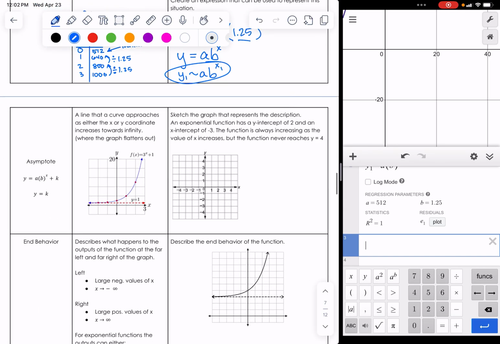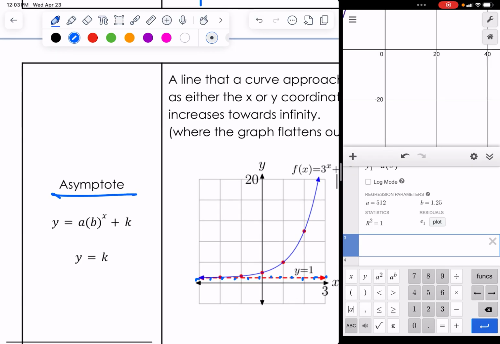Let's move on and take a look at the graphs of these exponential functions. We need to remember that we're going to have a line that curves. We're talking about an asymptote, which is a line that a curve approaches as either x or y coordinate increases towards infinity. So what we're looking for is where the graph flattens out. So our graph gets flat there, and it's flattening out as it approaches the value of 1. So there's our asymptote.